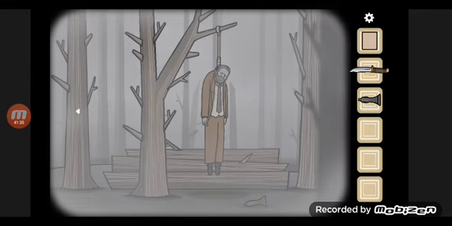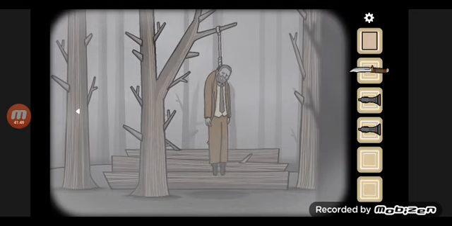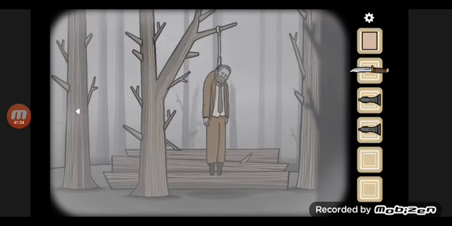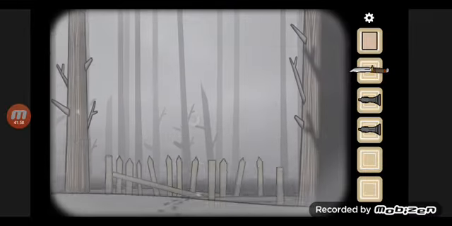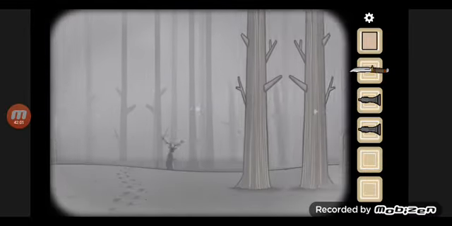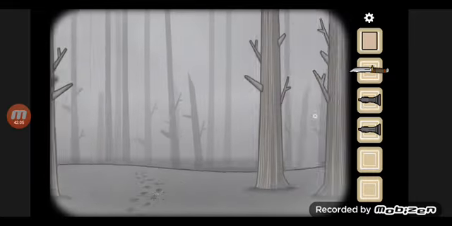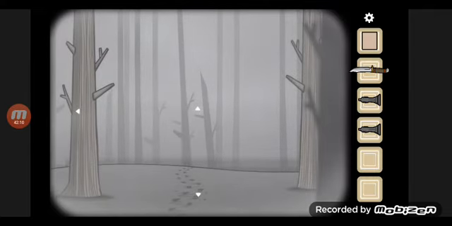And here we've got to the body of the hanged Dave, and select the second corrupted statue. Now let's follow to point 6. We are guided by a man running with the deer antlers on his head.